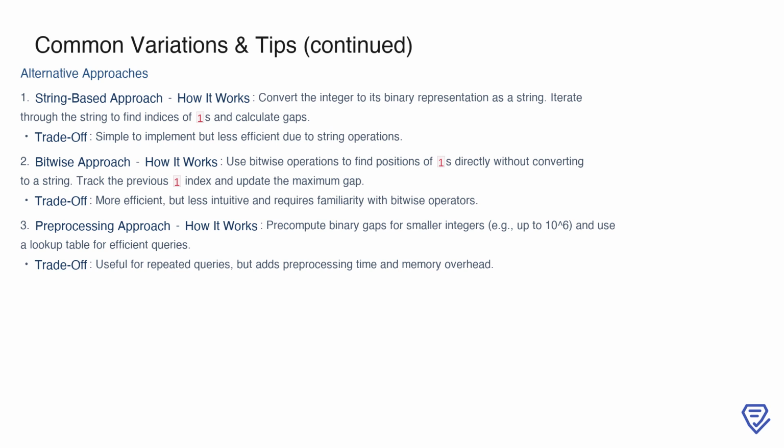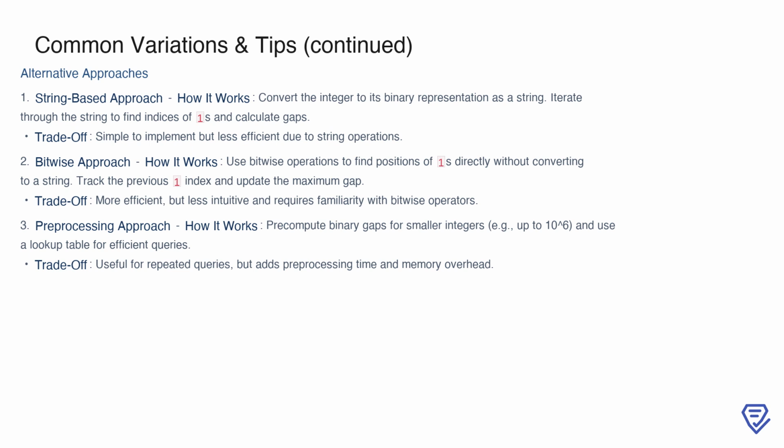Finally, let's consider some alternative approaches to solving the binary gap problem. A string-based approach involves converting the integer into its binary representation as a string, then iterating through it to find the indices of 1s and calculate the gaps. While this method is straightforward and easy to implement, it's less efficient due to the overhead of string operations.